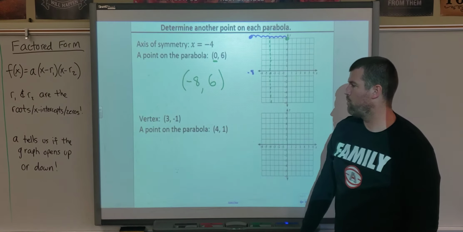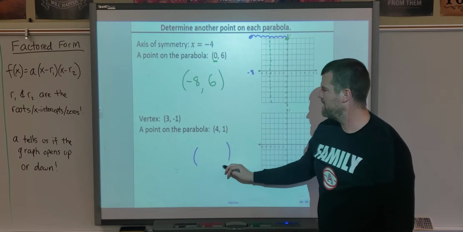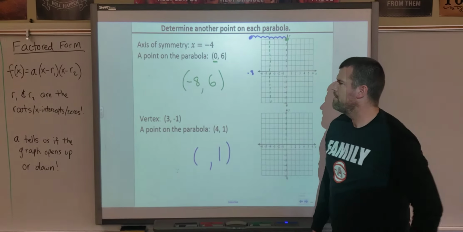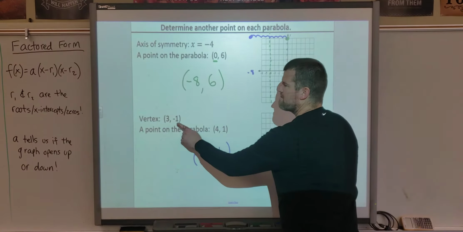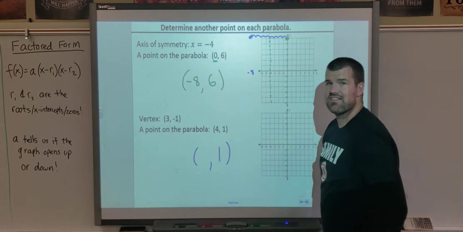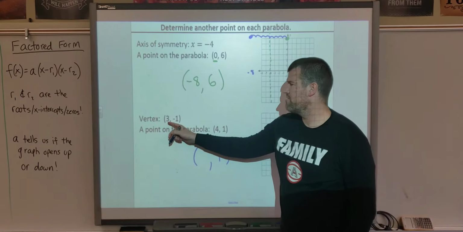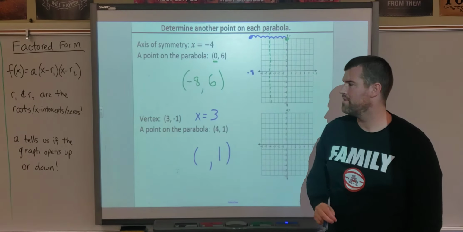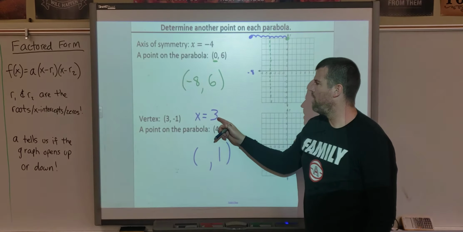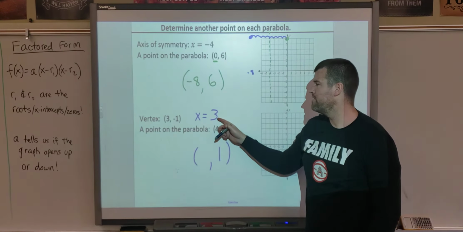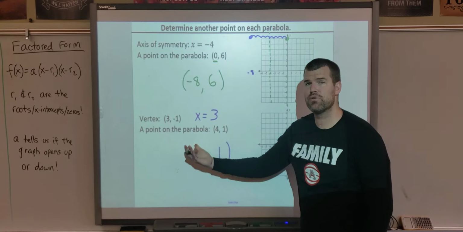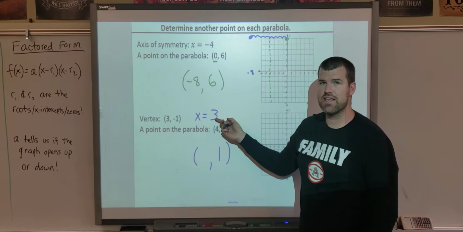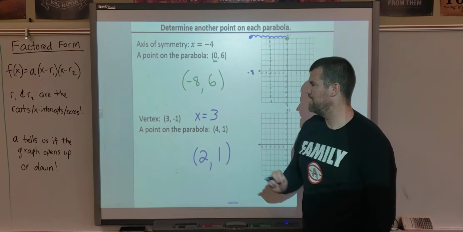All right, next one, vertex is at (3, -1), and we have a point on the parabola at (4, 1). Well, I know there's going to be another point on the parabola that also has a y value of 1. And I notice that this x value is 1 spot away from the vertex's x value, which is also our axis of symmetry. So if this point is 1 away from the axis of symmetry, that means the symmetric point will also be 1 spot away. So what other number is 1 spot away from 3? That's right, it is 2.